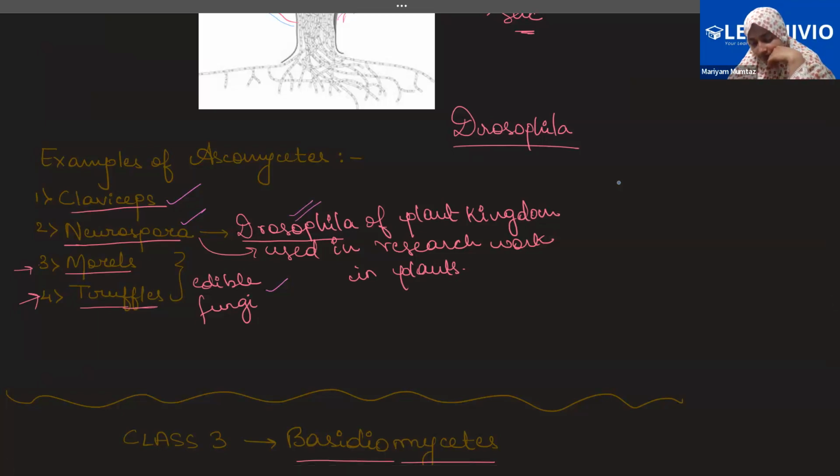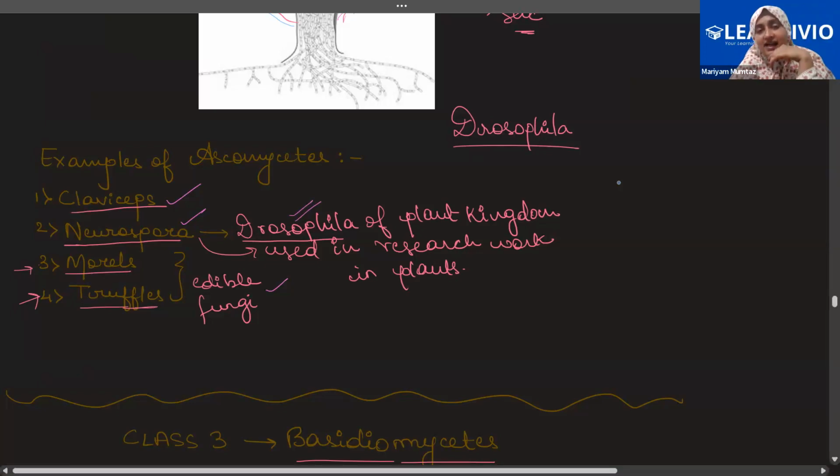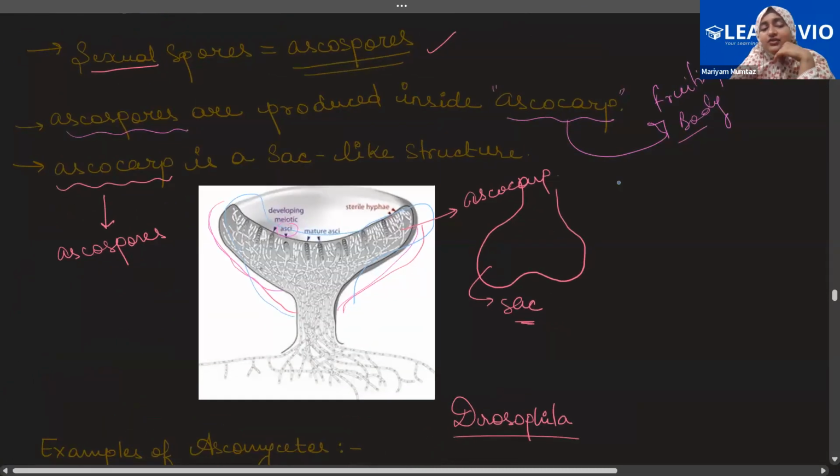The fungus are present inside the sac. Not the fungus, the spores of the fungus. When these spores will germinate, then a new fungus will be formed. But inside this sac, ascospores, that are sexual spores of ascomycetes, those are there.